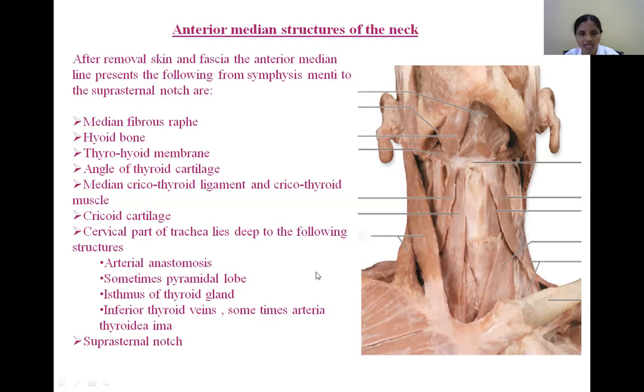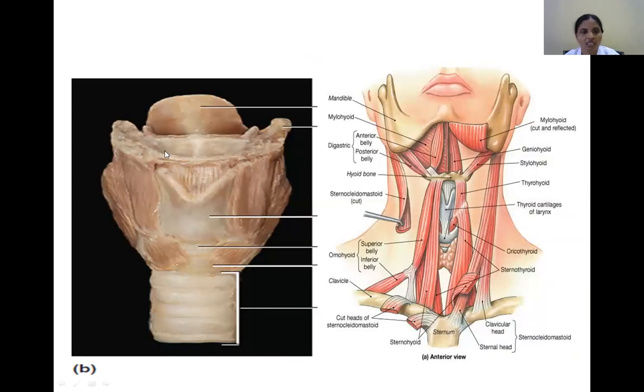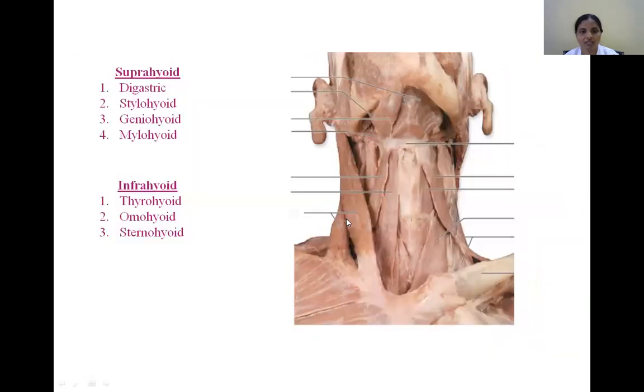In the second picture you can identify: here you see this is the hyoid bone and this is the thyroid cartilage. In between is the thyrohyoid membrane, and between thyroid and cricoid is the cricothyroid membrane. And beyond that you see the first tracheal cartilage, and the second, third and fourth are overlapped by the isthmus of the thyroid gland. Clear?